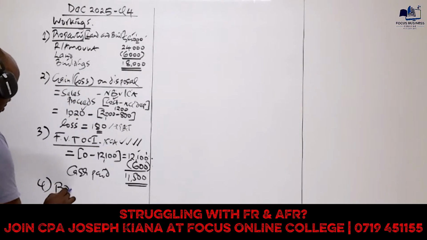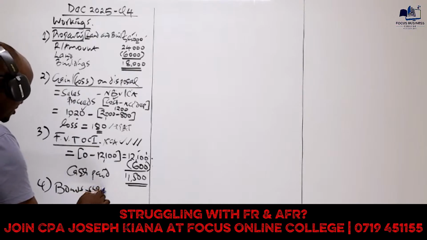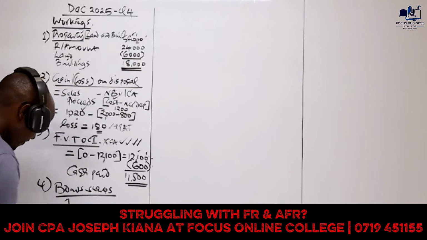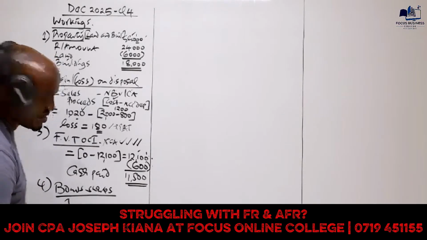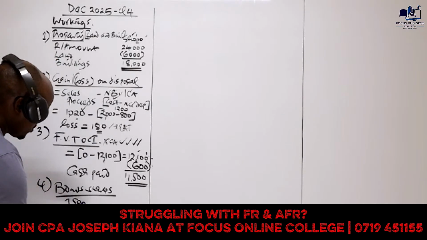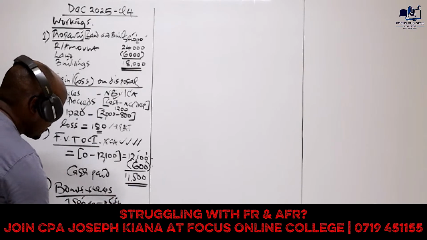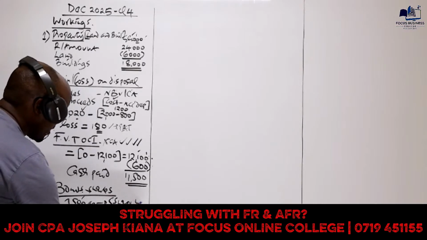So let's first of all determine the bonus shares. How many shares were issued free of charge? We are told the company issued 1-for-5. How do we interpret that? That means that during this bonus issue, the company was to issue 1 share for 5 shares which were held.